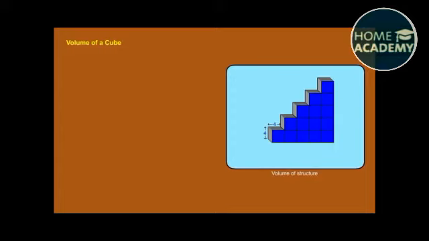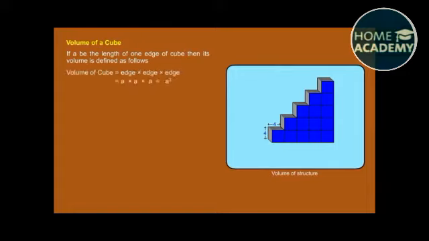Volume of a cube. If A be the length of one edge of a cube, then its volume is defined as follows. Volume of cube is equal to A into A into A, which is equal to A cube. Or volume of cube is equal to area of cross section into A, which is equal to A square into A, since the cross section of a cube is a square, which is equal to A cube.